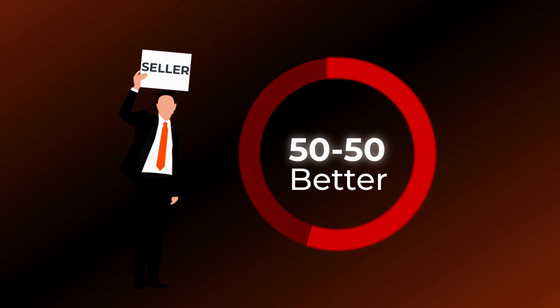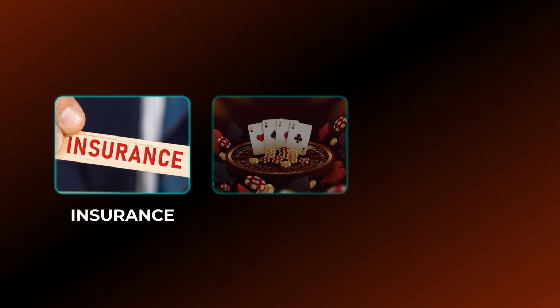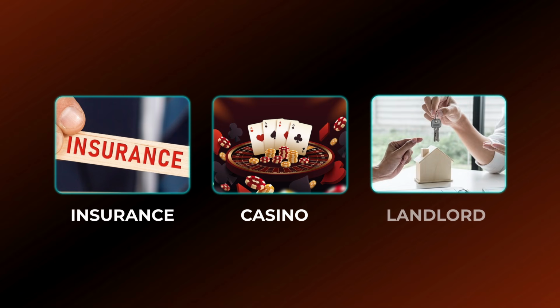Even if you're selling an option deep in the money, you still have better than a 50-50 shot. Here at Dorian Trader, we like to say that the option seller is the insurance company. The option seller is the casino, the house. The option seller is the landlord. All three of those have the odds on their side.